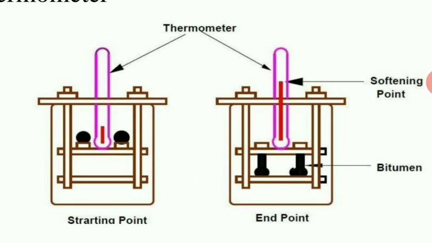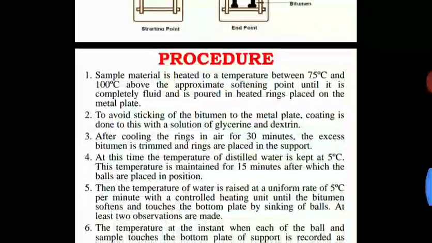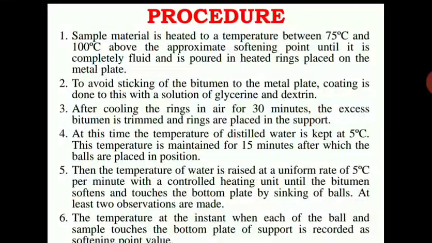Coming to the procedure, a sample of material is heated to a temperature between 75 degrees Celsius to 100 degrees Celsius. So first we need to take the bitumen material and heat it up to 75 to 100 degrees Celsius, and at this temperature it reaches a liquid state.